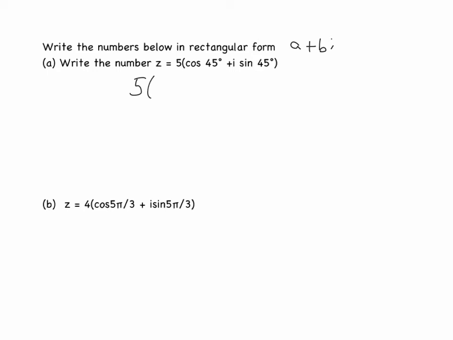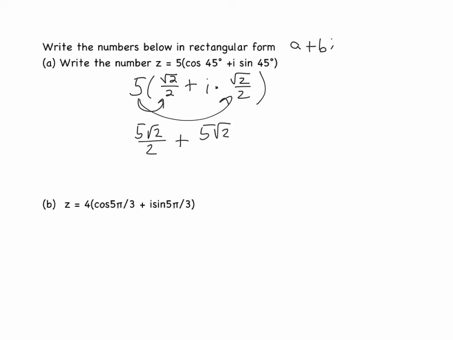The cosine of 45 degrees is the square root of 2 over 2 plus i times the sine of 45, also the square root of 2 over 2. And then the only thing left to do to simplify this out so it's just a plus bi is distribute that 5. So I end up with 5 square root of 2 over 2 plus 5 square root of 2 over 2 times i. And you could leave the i in front, that wouldn't be wrong. It's just most common to write it as a plus bi with the i coming after.